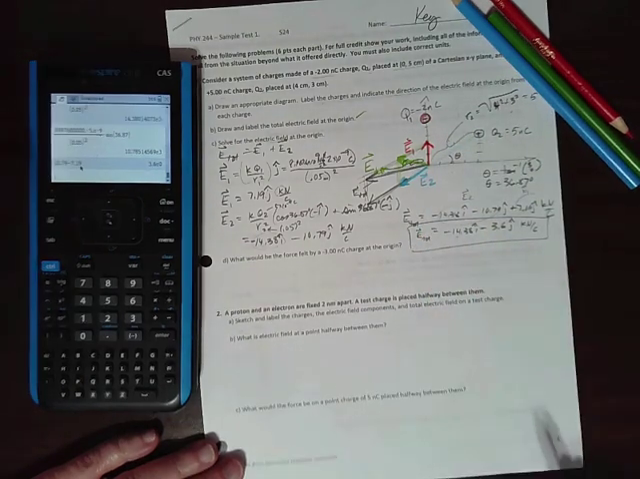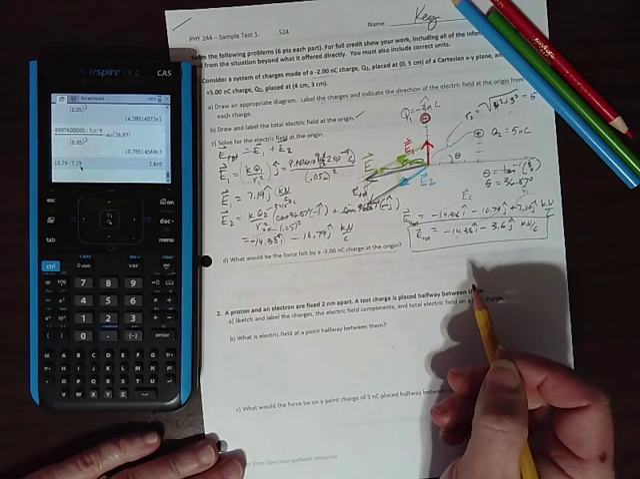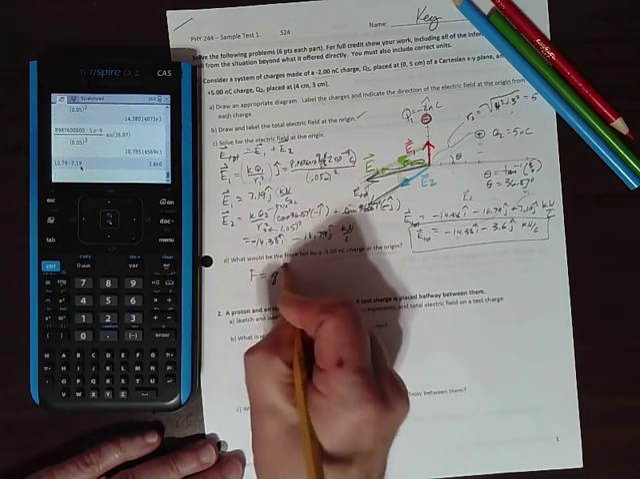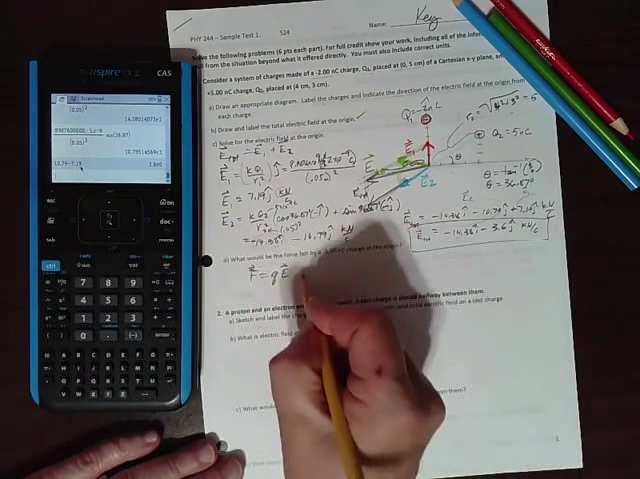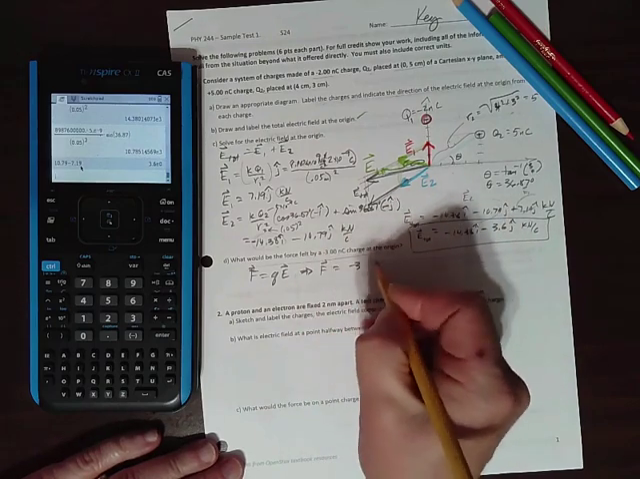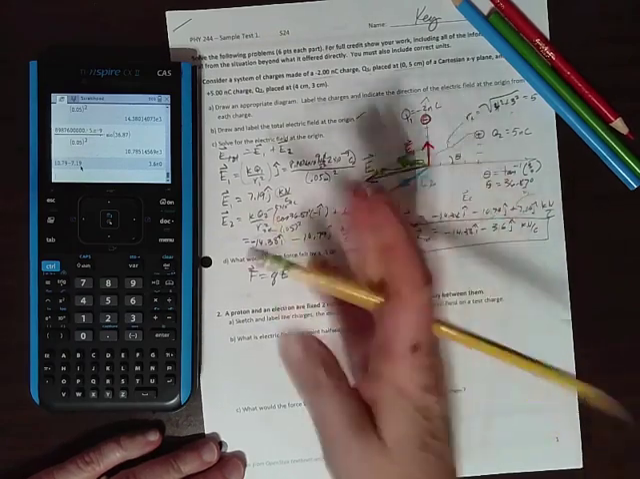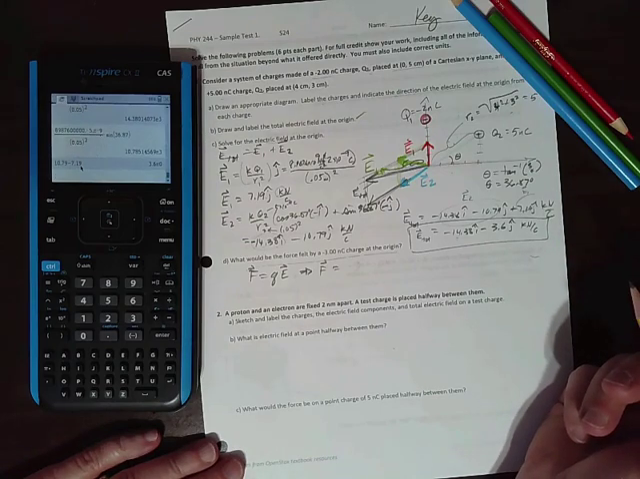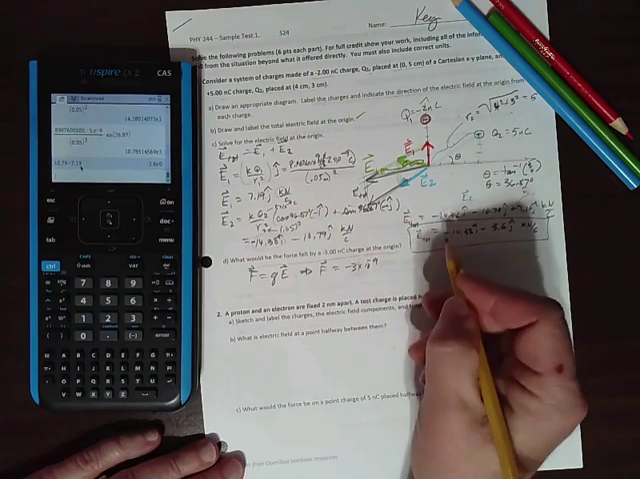Okay, so what would be the force felt by a 3 nanocoulomb charge? All right, so force is just Q times E. So once we've got the electric field somewhere, we can get the force on whatever size charge we have by this equation. So force equals Q, which is negative 3. We'll just go with magnitude and figure out the direction here in a minute. Or we can just go ahead and do it. So negative 3 times 10 to the negative 9 is the charge.